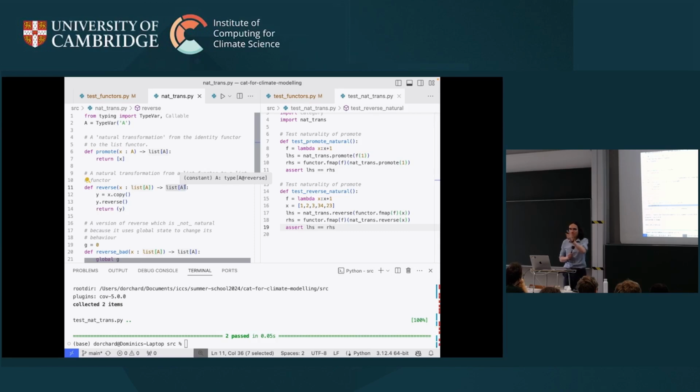Yes, Rob. Say you have some sort of promote, like go from a list to a 2D array. So you have like the flatten operation. How does that fit into this? Yeah, absolutely. Flatten should be a natural transformation because it doesn't change the stuff inside, it just reshapes it.